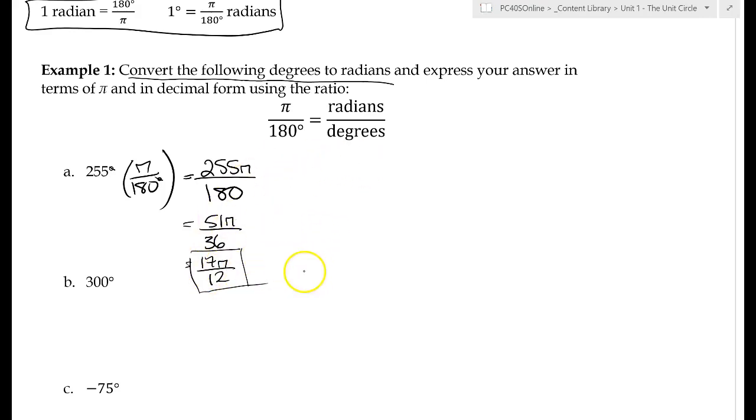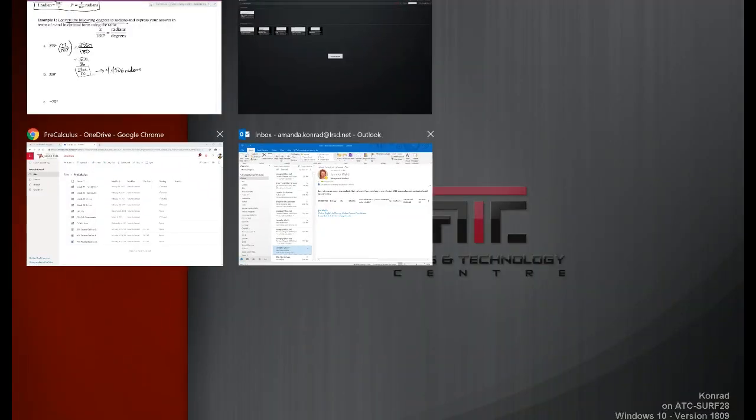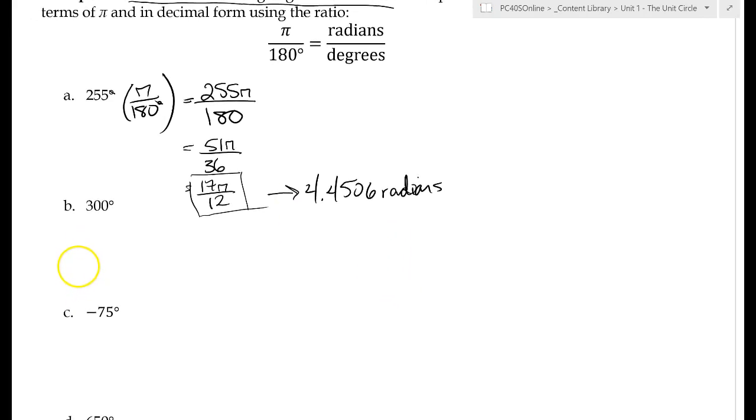Okay. If I want that in decimals, all I have to do is type in my calculator 17 times pi, and then I'm going to divide that by 12. Gives me 4.4506 radians. Again, we want to keep at least 4 decimal places when you're doing your provincial exam, so it's a good habit to get into right now.